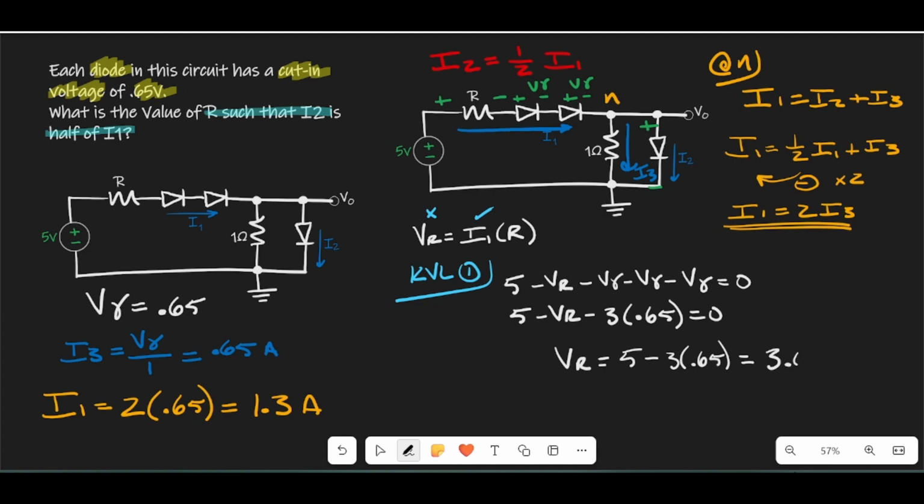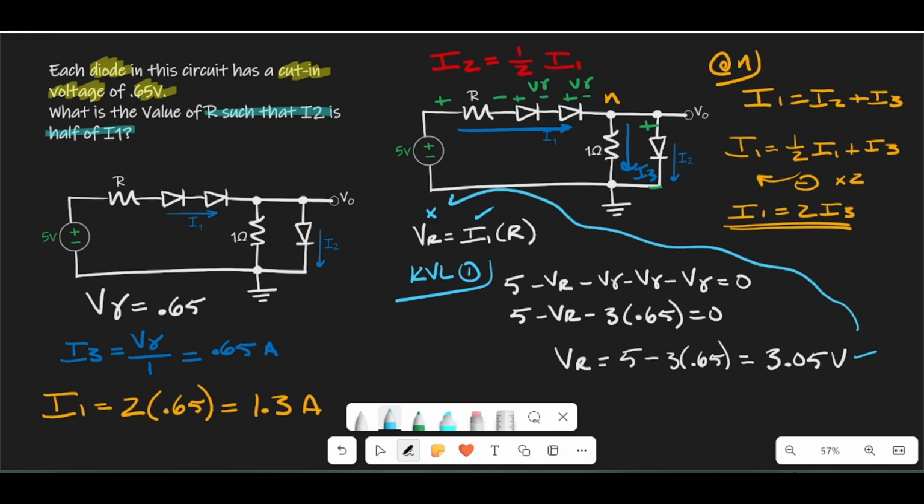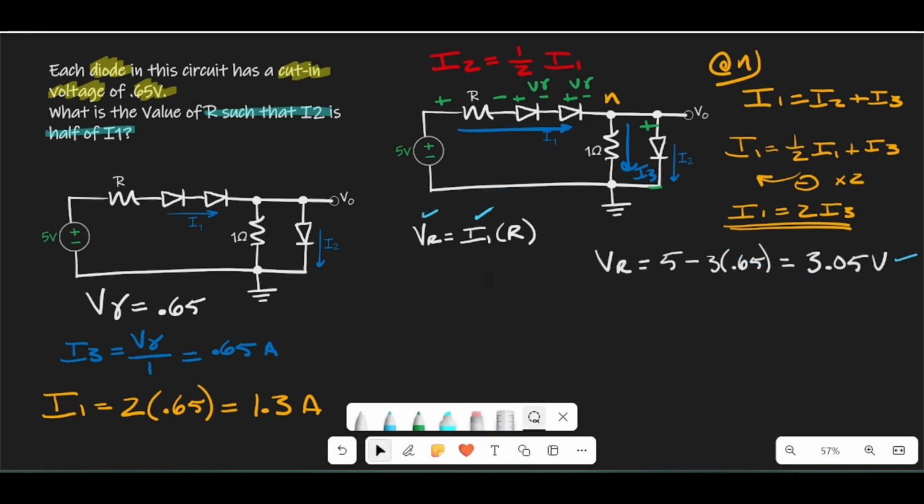Solving for V, we get 3.05 volts. Now with that, V equals IR is complete. R ends up solving out to be 2.35 ohms, and we're done. Nice work, everyone!